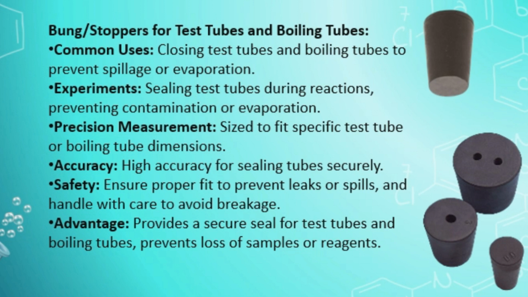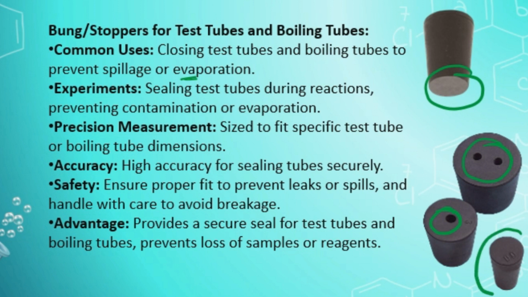I hope you remember that a bung is basically a stopper that is used for test tubes and boiling tubes. The basic purpose is to close test tubes and boiling tubes to prevent spillage or evaporation of the substances, sealing test tubes during reactions, preventing contamination or evaporation of substances, mostly gases. Different sorts of bungs are available. For example, this one is a bung that does not have any hole in it. This one has one, while this bung has two holes in it. So they are used for different purposes.